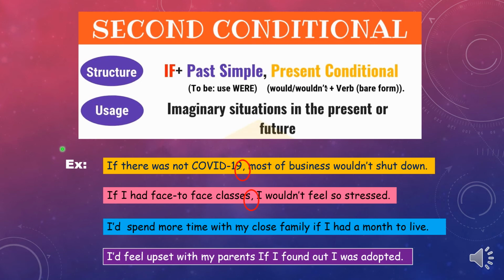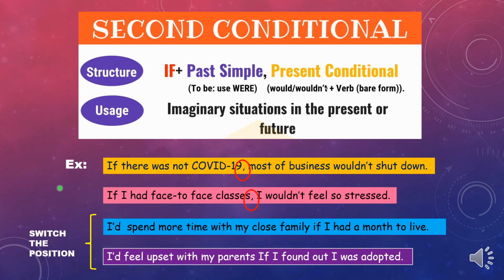Comma and comma. Okay? If there was not COVID-19, comma, etc. Another, if I had face-to-face classes, comma, etc. Quiere decir que si yo uso el if delante de la oración, necesito la coma en medio. ¿Okay? En ambas oraciones utilizo una coma en medio, tal cual presenta la estructura en la imagen. ¿Okay? But, look at these two sentences. Can you see any commas? ¿Ves alguna coma? No. Okay.